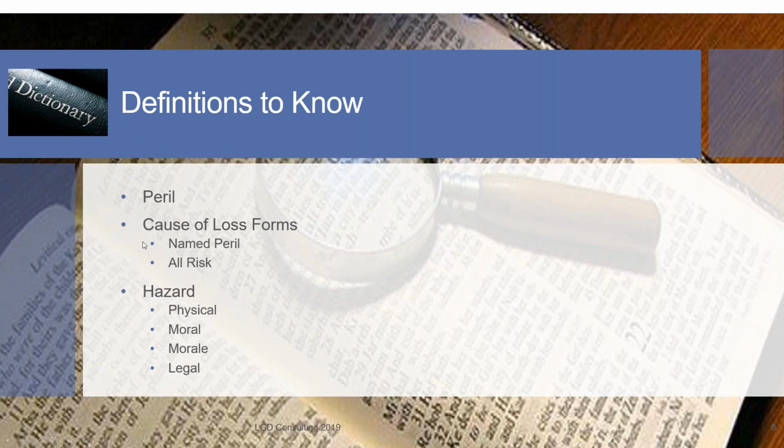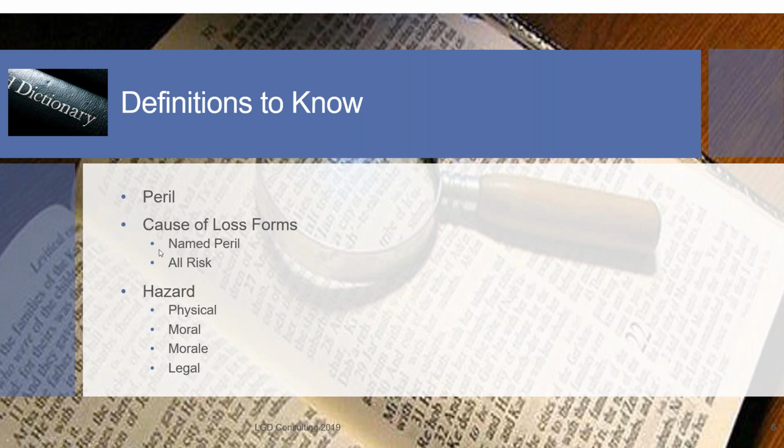So let's say you have a named peril form and you want to know, is collapse covered? Well, we have to look at the list, and if collapse is not on the list, then it's not covered. But on the all risk form, I look at this list of exclusions, and if I don't see collapse as an exclusion, it's covered because it's not on the list. The all risk coverage is more general, more broad, because you can only list so many exclusions. And if a loss occurs that's not on the exclusion list, it's covered.